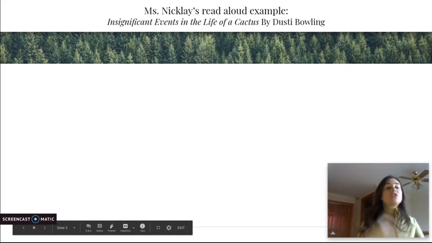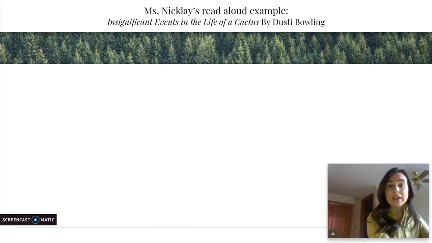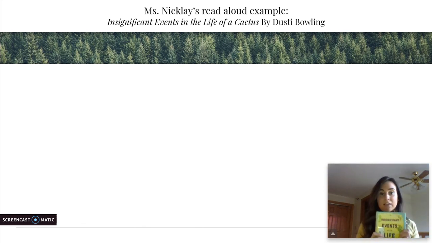All right, so what I'm going to do is I'm actually going to read a little bit out of Insignificant Life of a Cactus by Dusty Bowling. So it's actually from chapter 8. Some of you might have read this when we did book clubs. But it's pretty short, so I'm just going to read the whole thing and then go over 2 words with you.